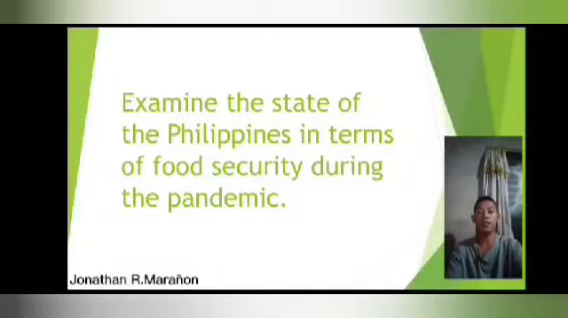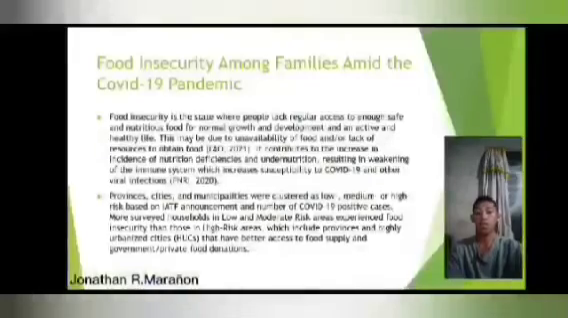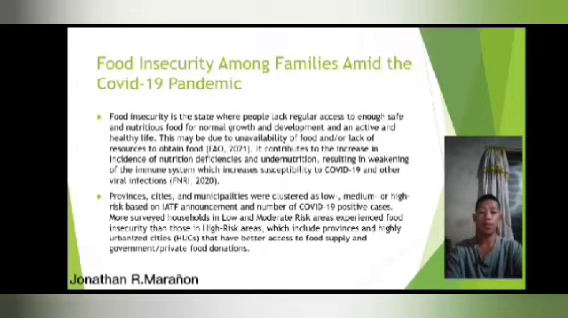Yes, sir. So I'm going to examine the state of the Philippines in terms of food security during the pandemic. Food insecurity among families amid the COVID-19 pandemic.